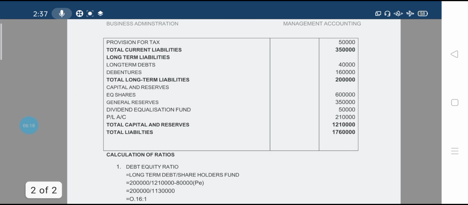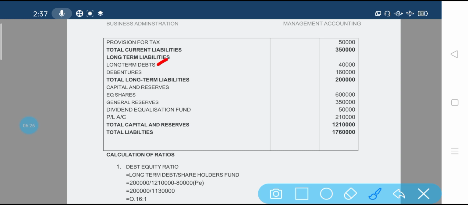Now let's see. Long-term debts and debentures are to be taken. Total long-term liabilities are 2 lakh. Then capital and reserve: under this category, equity shares, general reserve, dividend equalization fund and P&L account will come. So total capital and reserves are 12 lakh 10,000. Then the total liabilities are 17 lakh 60,000. The balance sheet liability total is also 17 lakh 60,000.